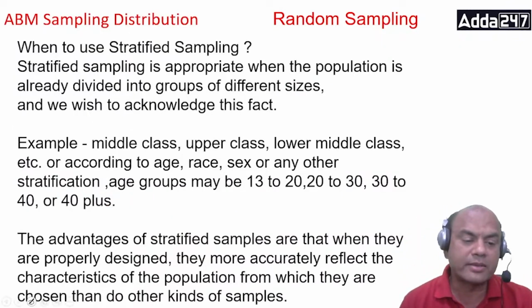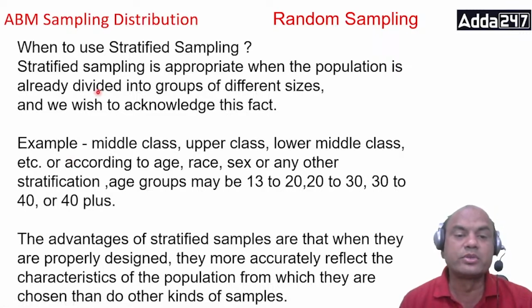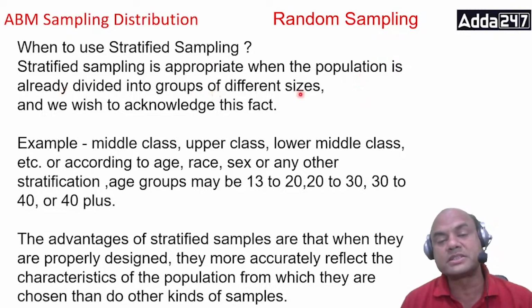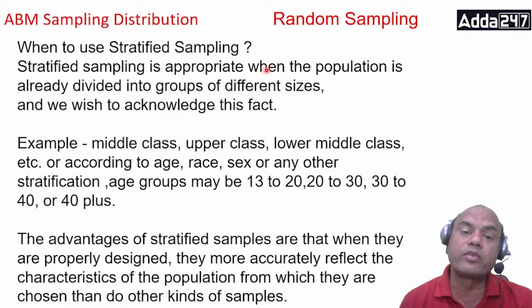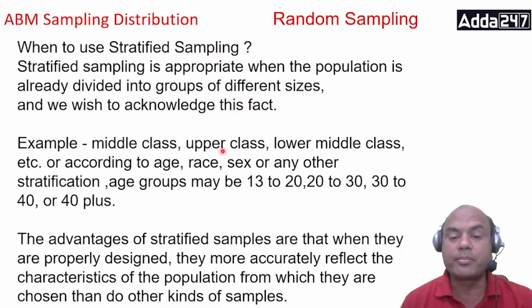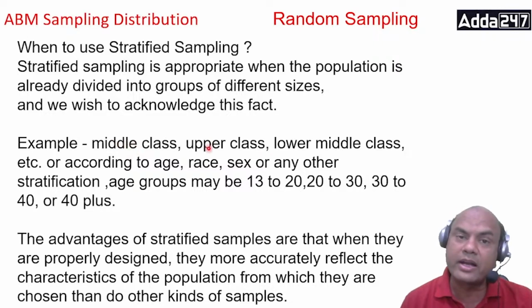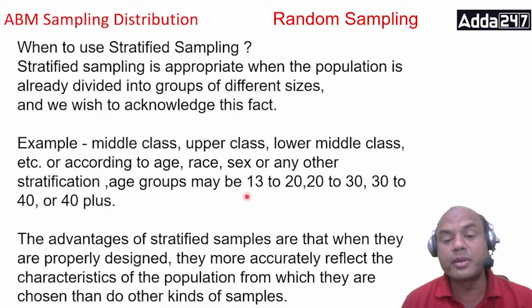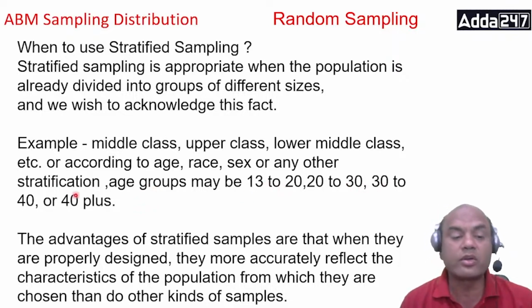When to use stratified sampling? Stratified sampling is appropriate when the population is already divided into different strata. It means I have already divided 40 to 50% marks, 50 to 60. Then stratified sampling is useful. Example: middle class, upper class, lower middle class. I have already divided this, so stratified sampling is of use. According to age, race, gender or any other stratification; age groups may be 13 to 20, 20 to 30, 30 to 40 and so on.